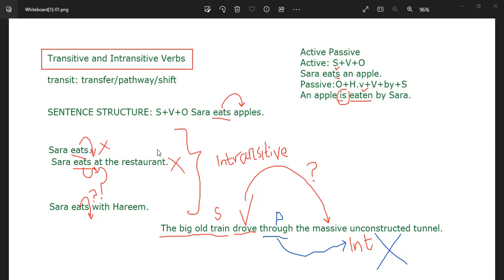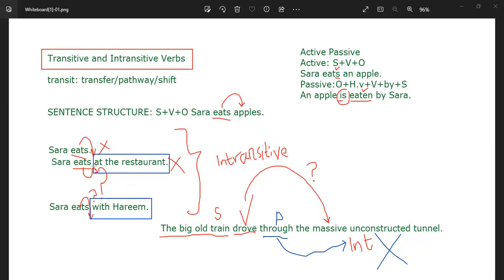The word phrase means a group of words. Okay? So a group of words that starts with a preposition is called a prepositional phrase. So at the restaurant, these three words together is a prepositional phrase. With Harim, these two words together, it's a prepositional phrase. Okay? So I just said that a preposition will come, to keep it simple.